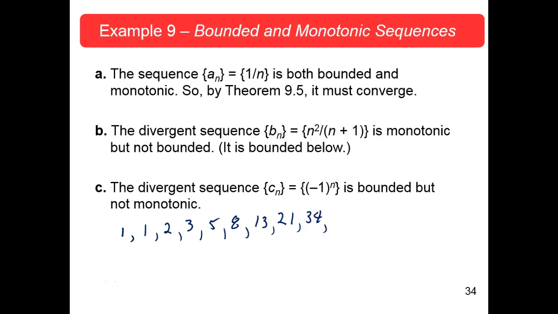Yeah, you add the previous two. Okay. You have to have the first two, 1 and 1. You add those, you get 2. Add those, you get 3. Add those, you get 5. Add those, you get 8. Add those, you get 13. That's the Fibonacci sequence. Fibonacci.